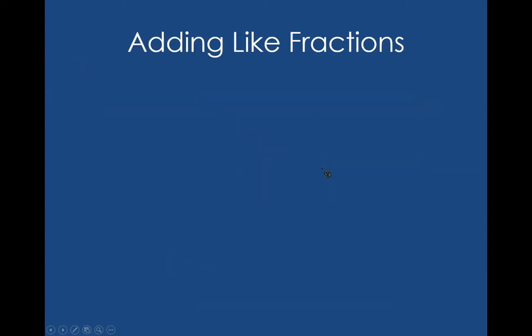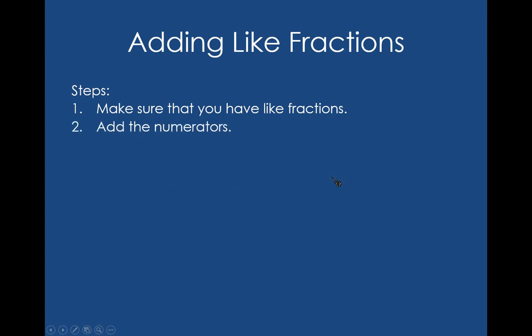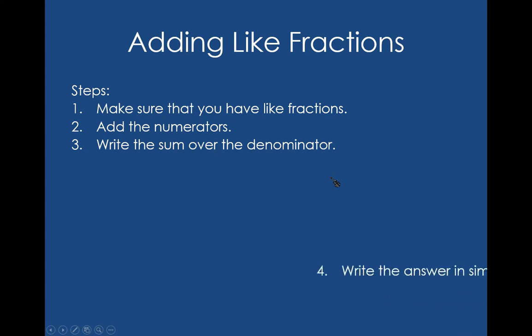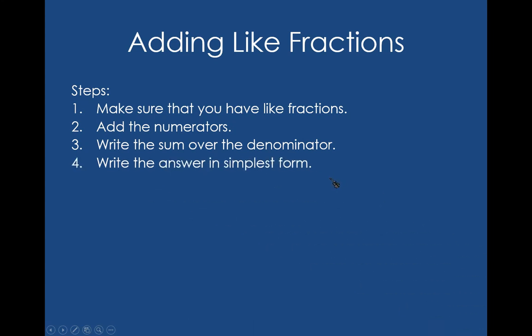So, let's go with adding similar fractions or like fractions. Here are the steps. Number 1, make sure that you have like fractions. So, tingnan mo yung denominator, di ba? Then, just simply add the numerators. Then, pagkatapos nun, write the sum over the denominator. Then, pang-apat, write the answer in simplest form or lowest term.